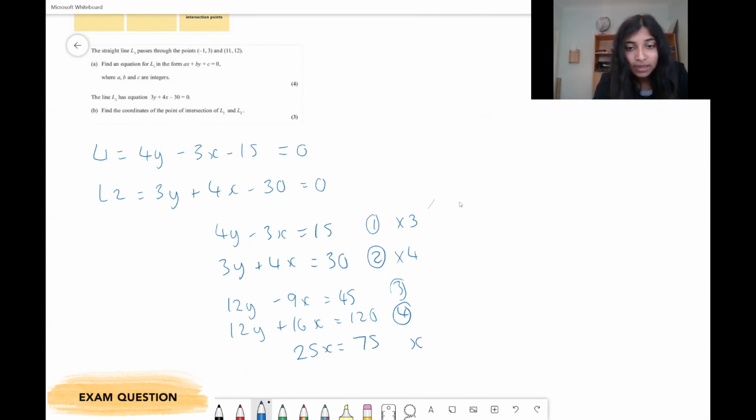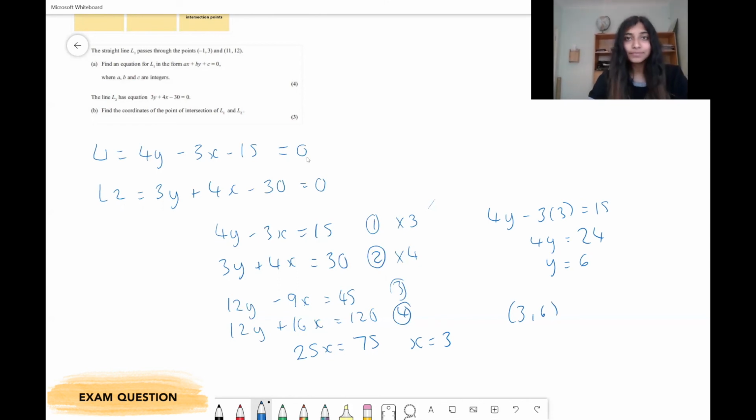So that means x is just equal to 3. Now we've found the x coordinate, we can plug that back into any of these equations to find y. So we plug it into the first one, and we get 4y minus 3 times 3 is equal to 15. So then we have 4y is equal to 15 plus 9, which is 24. And then y would just be equal to 6. So the coordinates of the point of intersection are 3 and 6.